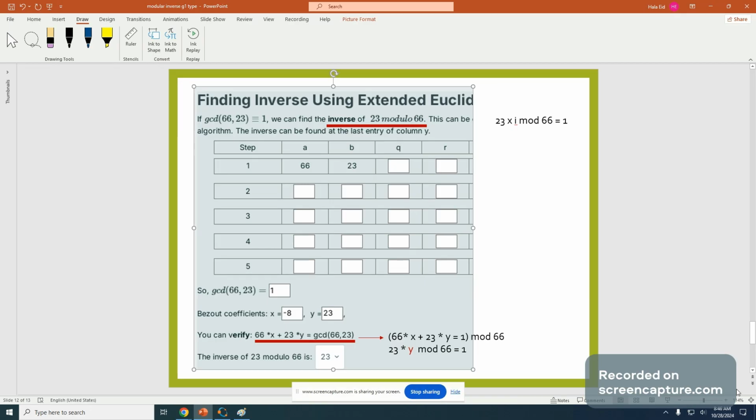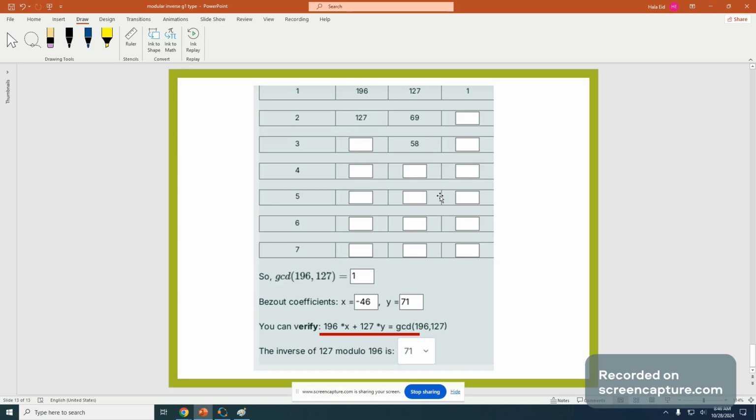Let's take another example. This is from Moodle as well. You go through the Euclidean algorithm and the extended Euclidean algorithm, and you get the Bezout coefficients and the linear combination equation. And they're asking you to find the inverse of 127. So what do you do? Simply go to the 127 part and see what number is multiplied by it. This is going to be the inverse.